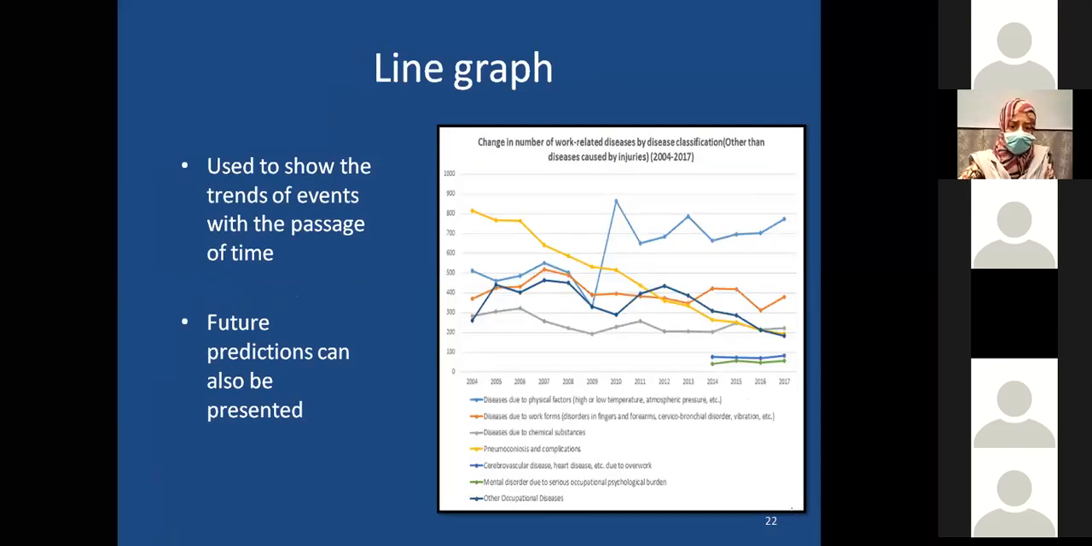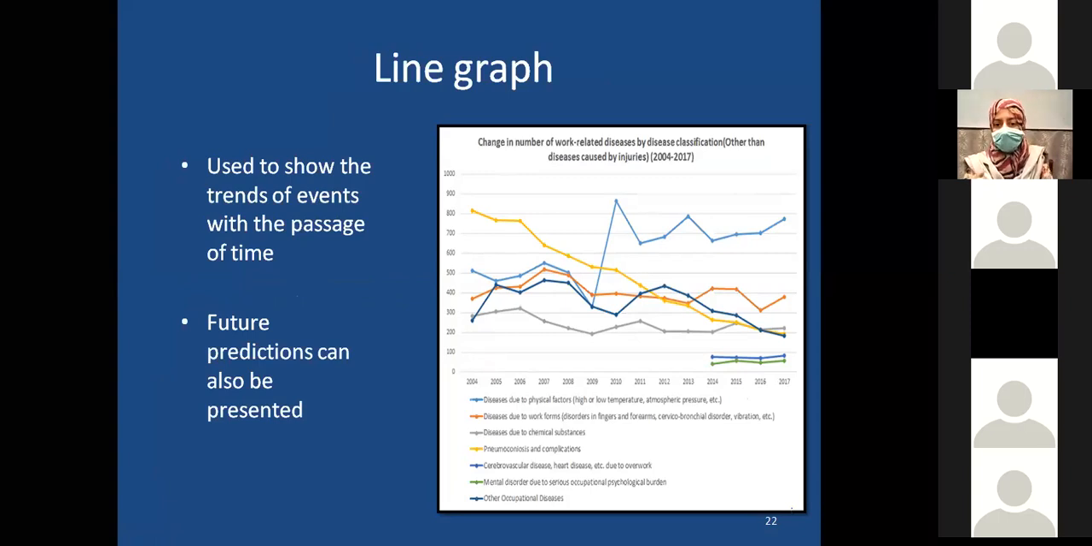Then there is a line graph. This again shows trends or predictions. Okay? For example, you need forecasts or you need predictions. So this is used to show the trends of events with the passage of time. Okay? Is there an increase in number of cases or a decrease in the number of cases, anything. So future predictions can also be presented in this.